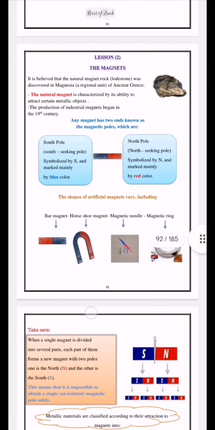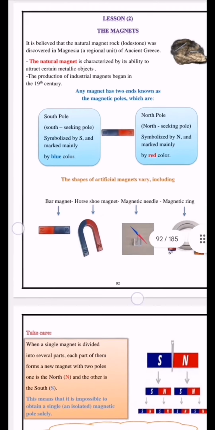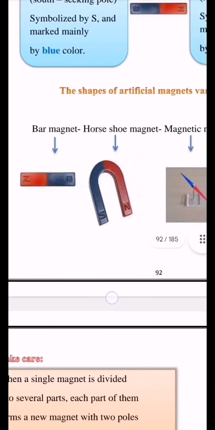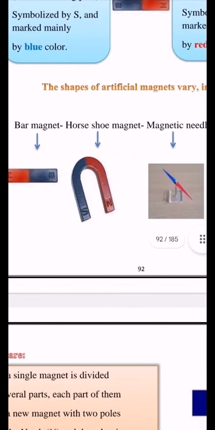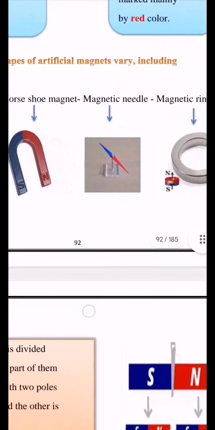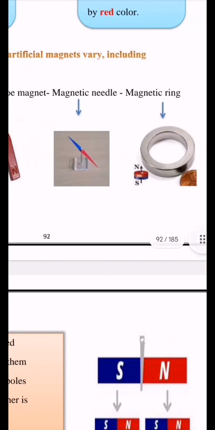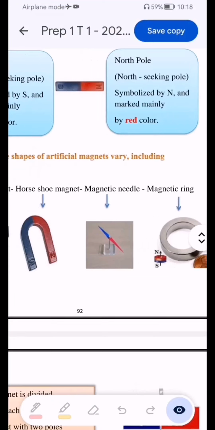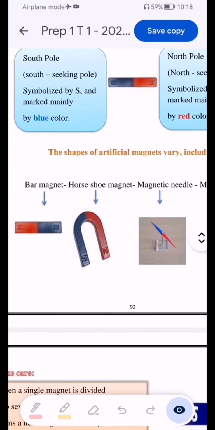And the artificial magnet has different shapes. Number 1, bar magnet like this. Number 2, horseshoe magnet or U-shaped. Number 3, magnetic needle. Number 4, magnetic ring. Okay, so the artificial magnet has different shapes like a needle, a ring, horseshoe and bar magnet. And as we said, the natural magnet is called lodestone.